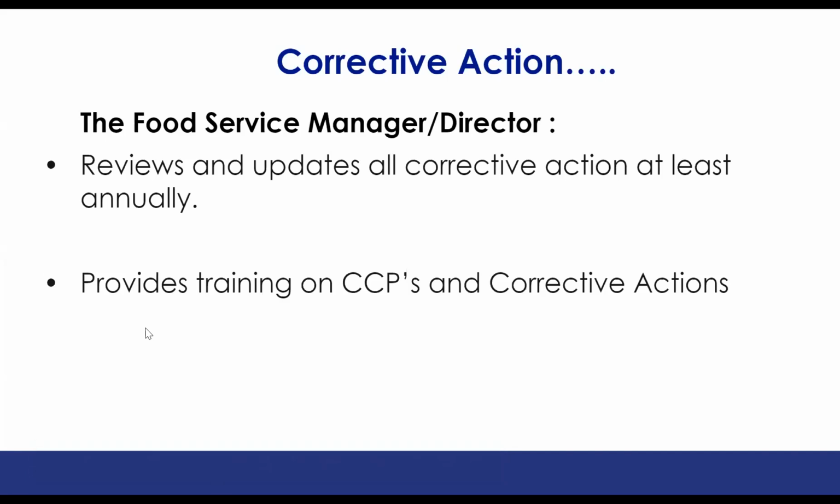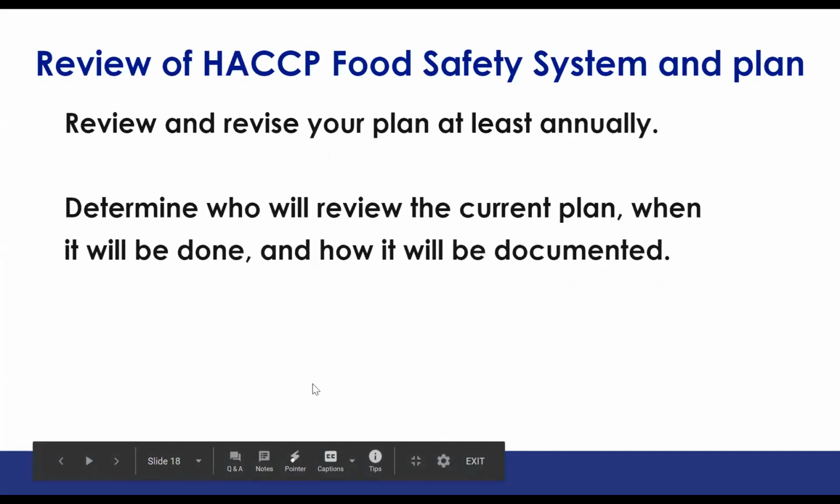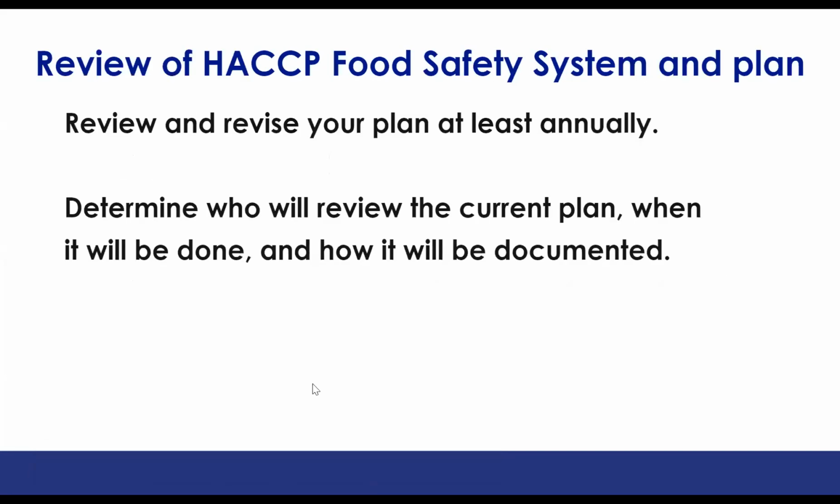Okay. You also review and update all corrective actions at least annually. And then you provide training on the critical control points and the corrective actions. Okay, the review of the HACCP food safety system and plan. You're going to review it and revise your plan at least annually. Some of the SOPs you won't change. Other ones you will change. It just depends on what has happened.